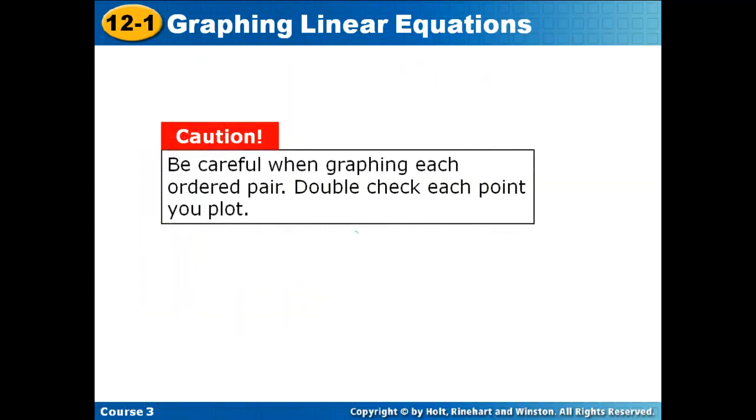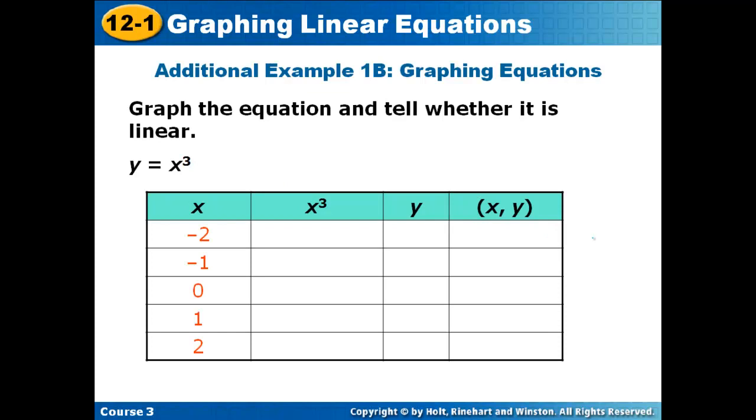We need to be careful when graphing each ordered pair. Double check each point you plot, because if one point is not correct, it will not give you a line graph. Let's see this one.